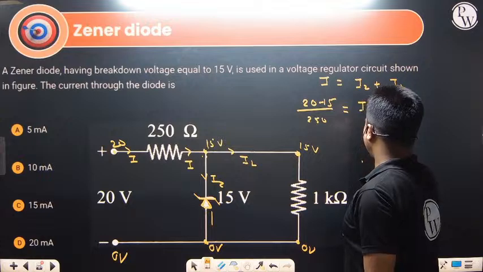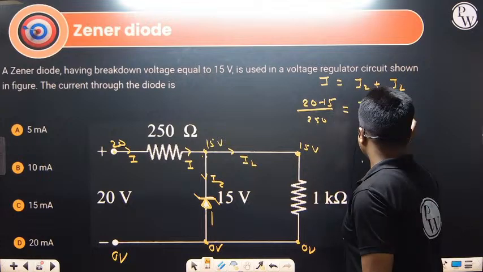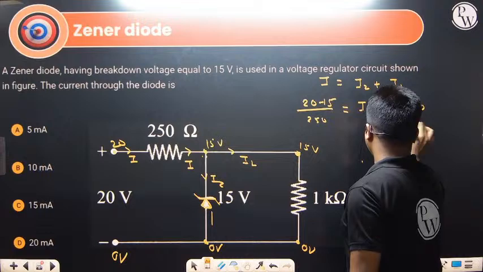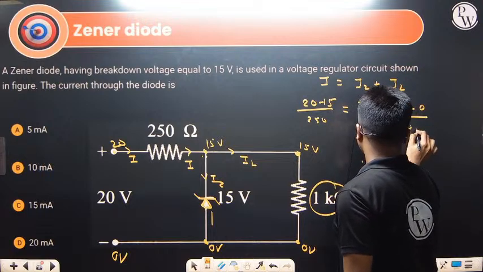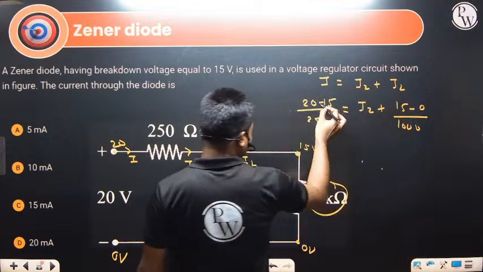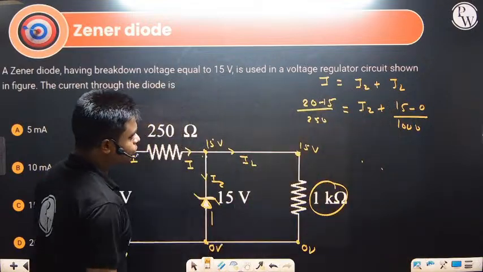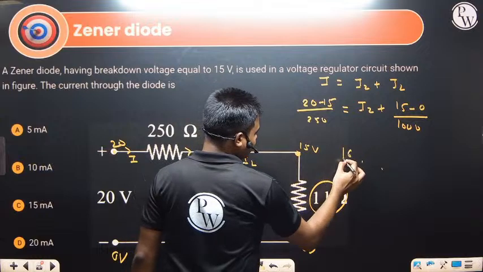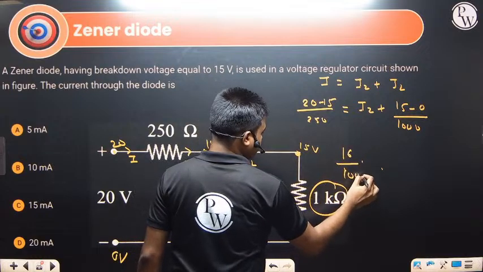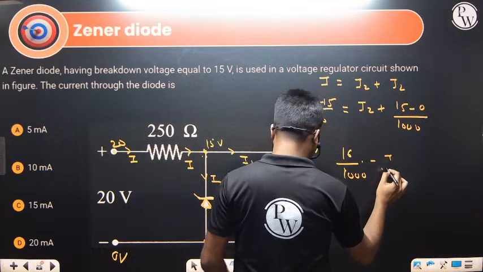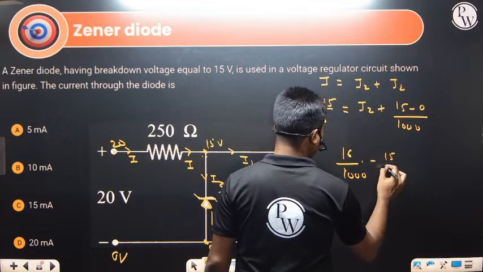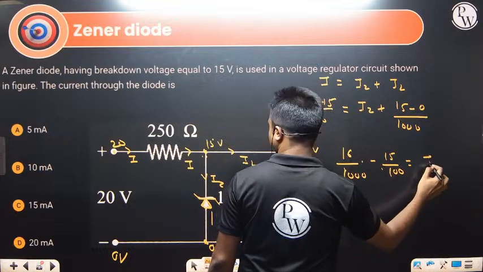So IZ plus IL. What is IL across this? 15 minus 0 divided by resistance. What is the resistance here? 1 kilo ohm, that is 1000. So after solving this, 20 minus 15 is 5, 5 by 250 multiplied by 4 gives 20 by 1000, minus 15 by 1000, is equal to the IZ value.